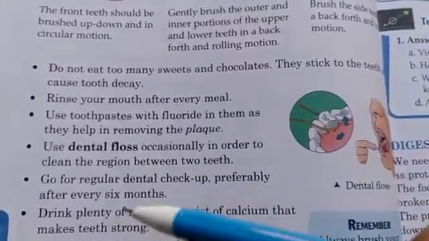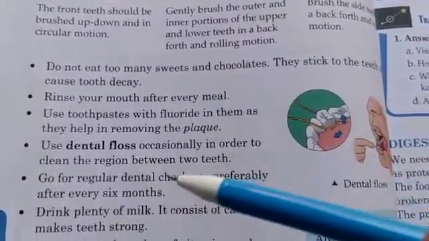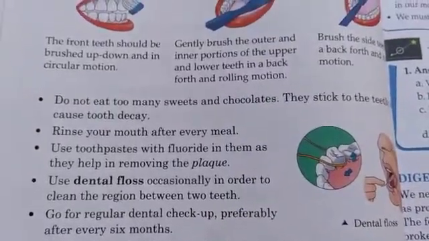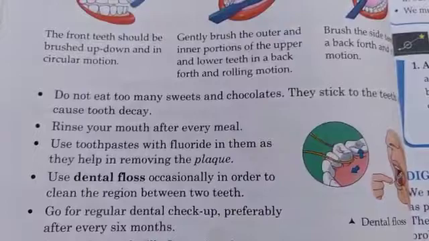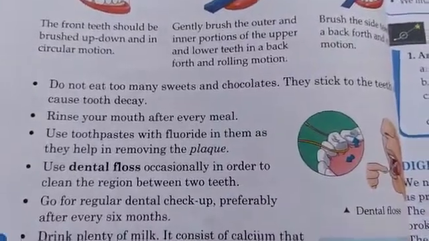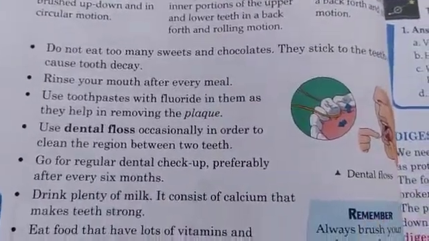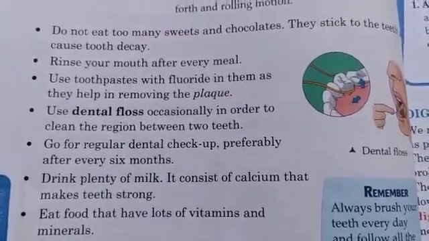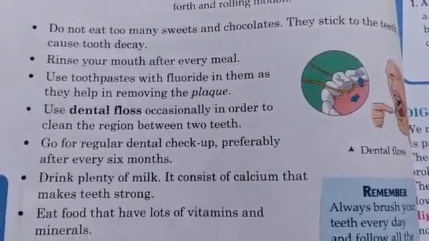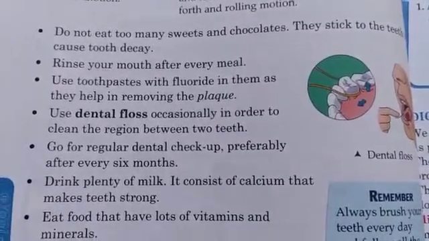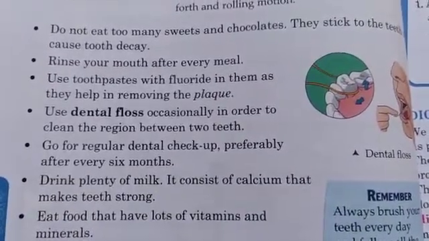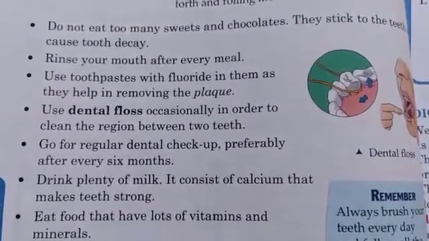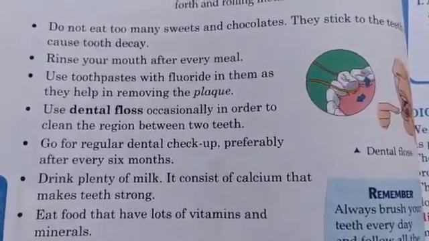Then use dental floss occasionally in order to clean the region between the two teeth. Between the two teeth there is a region which is very difficult to clean, so we can use dental floss to clean it. Then we should go for a regular dental checkup, preferably every 6 months. If there is any bacteria or any pain in your teeth, then we should go for a dental checkup.